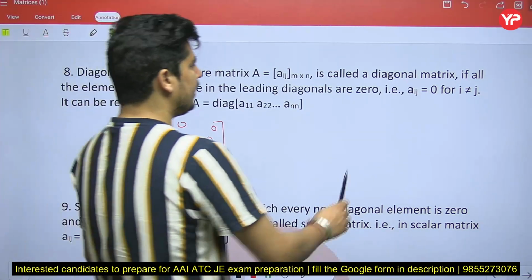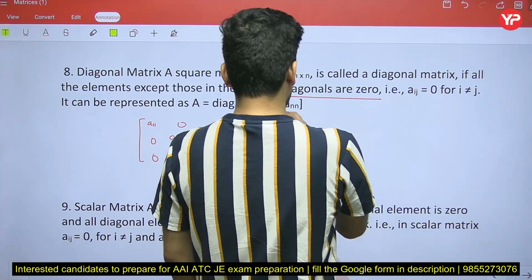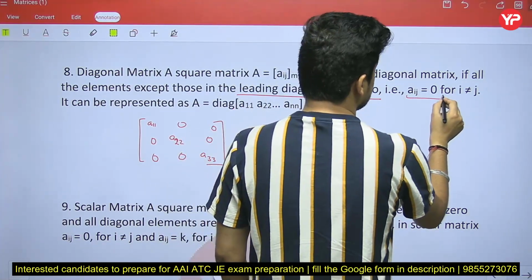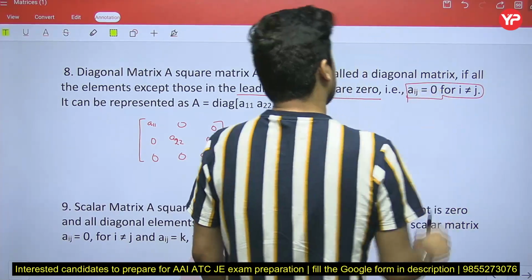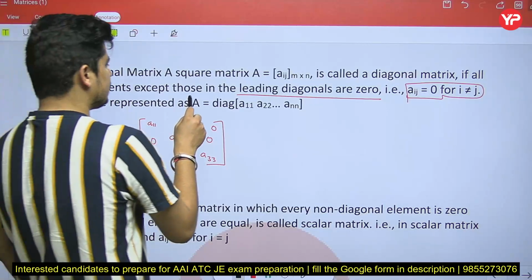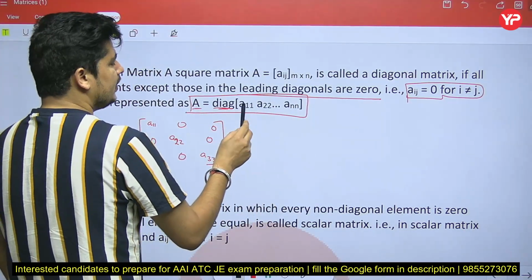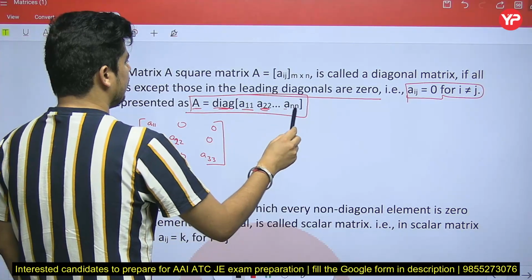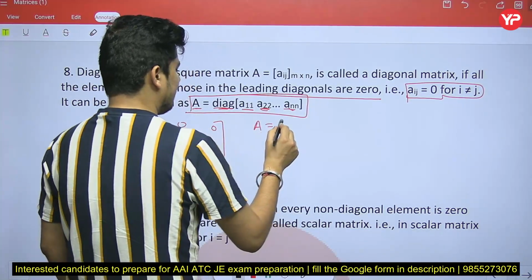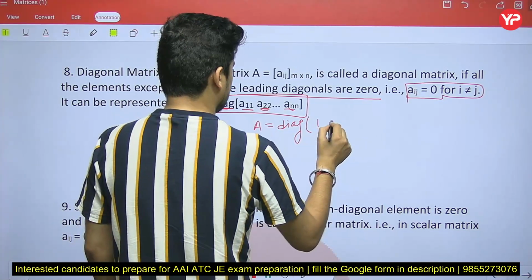So basically in a diagonal matrix, except the leading diagonal elements, all the elements are 0. So Aij is equal to 0 when i does not equal j. And the other representation for this diagonal matrix is that A is a diagonal matrix which is having A11, A22, A33. These are the diagonal elements.